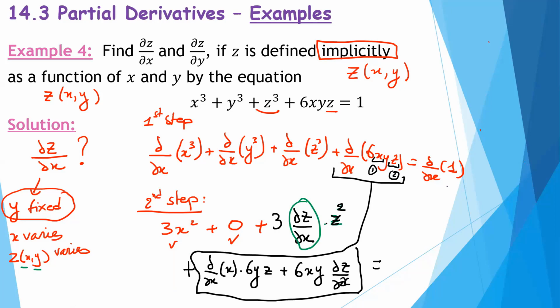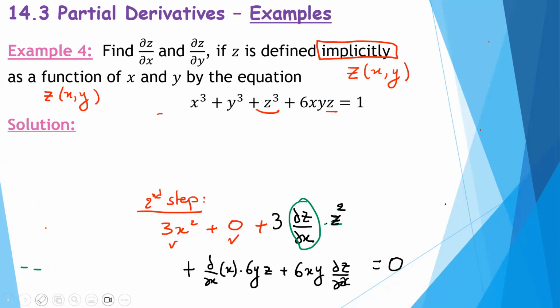What is the derivative of 1 with respect to x? 0. It's 0 because we have no x. It's constant with respect to x. Okay? So we derived this equation. We obtained a new equation. If I simplify it, so the third step, I simplify this new equation and I try to isolate, if possible, dz/dx, which is what we are looking for here, the unknown dz/dx.